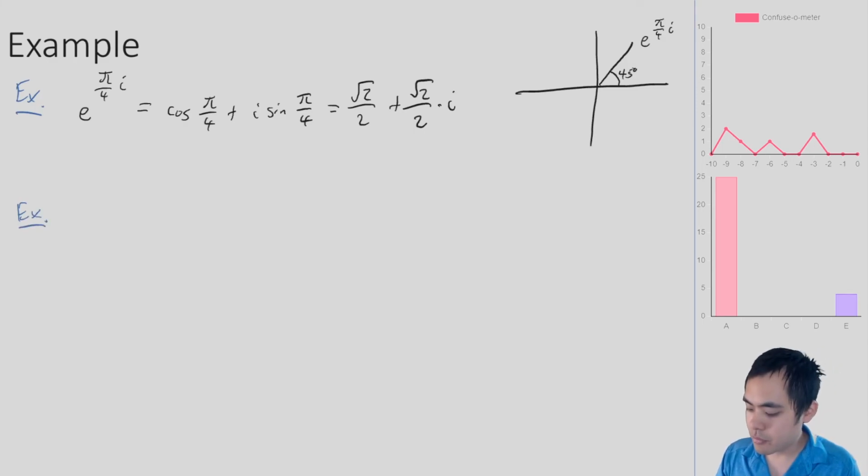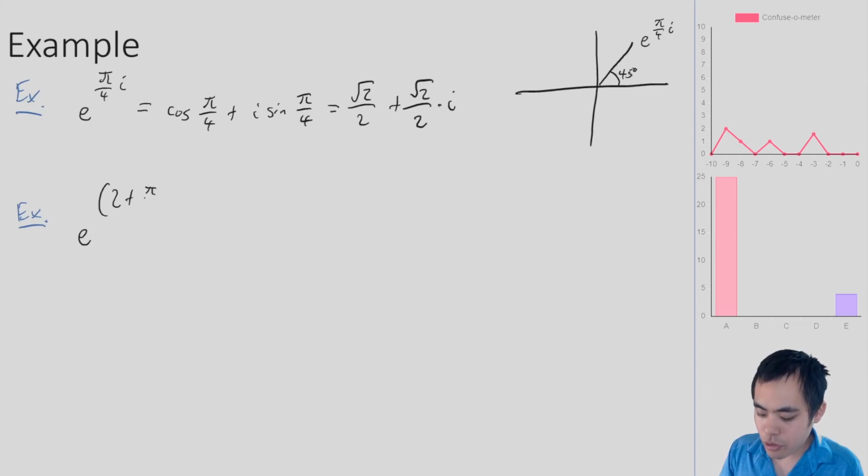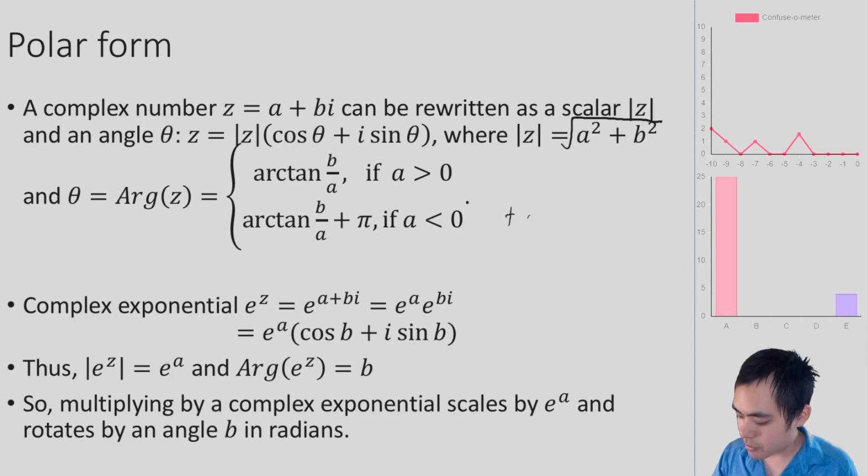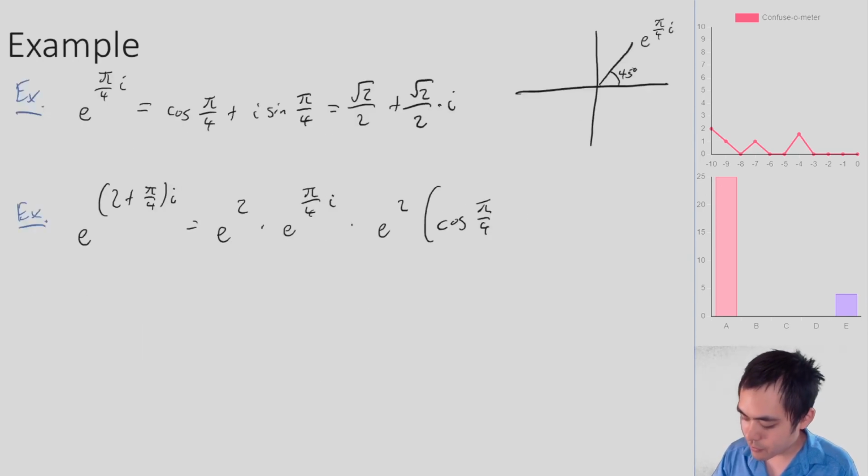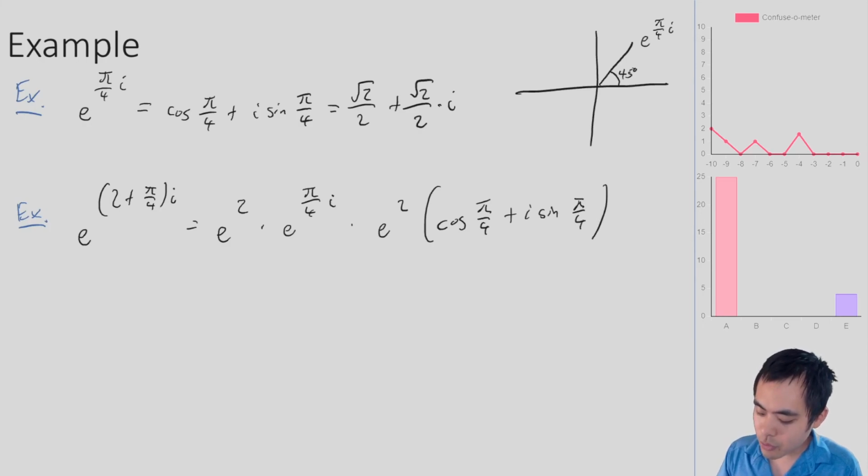Or another example, so we have e to the 2 plus pi over 4 times i. Well, we can break this up into two pieces. This is e squared times e to the pi over 4 times i. And you can continue rewriting this. So this is e squared times cosine of pi over 4 plus... what just happened? I went to the wrong slide. Plus i sine of pi over 4, etc. But basically what we're saying is that this is a scaling and a rotation.